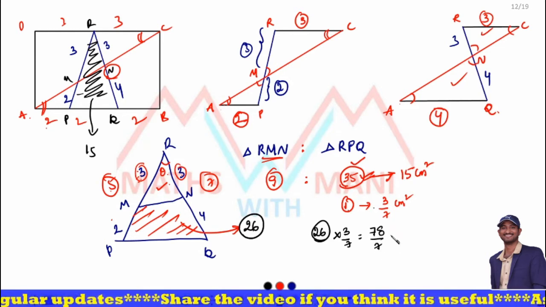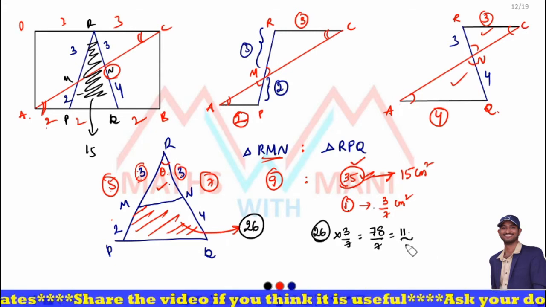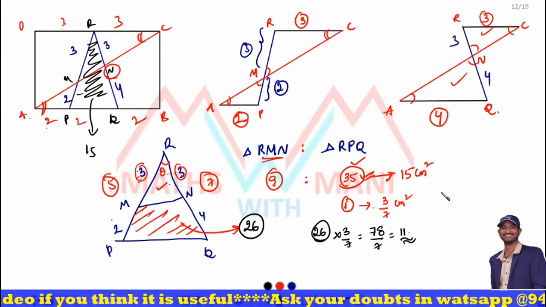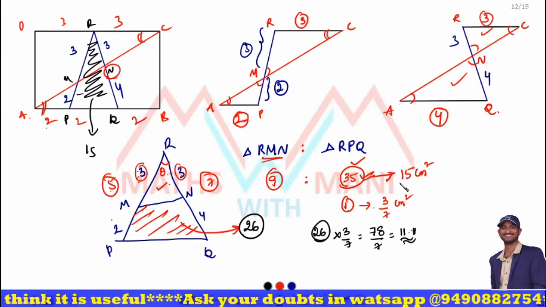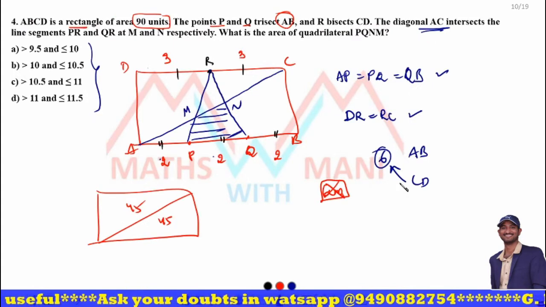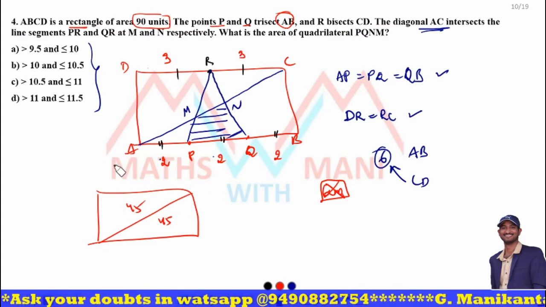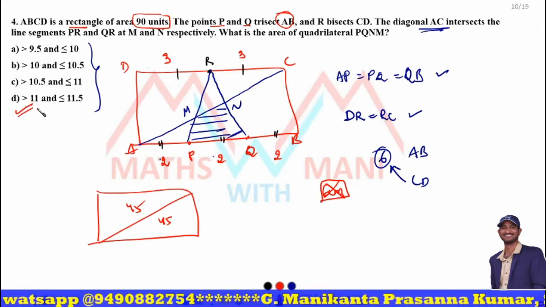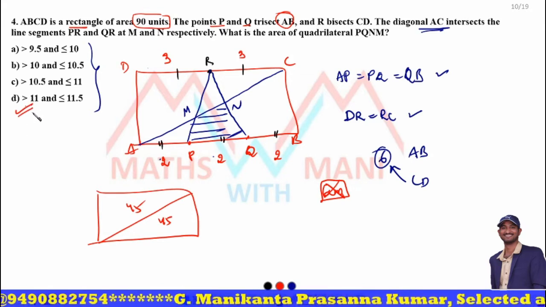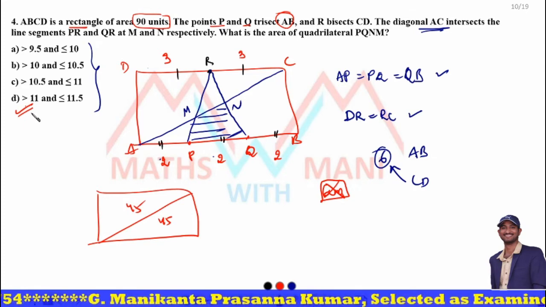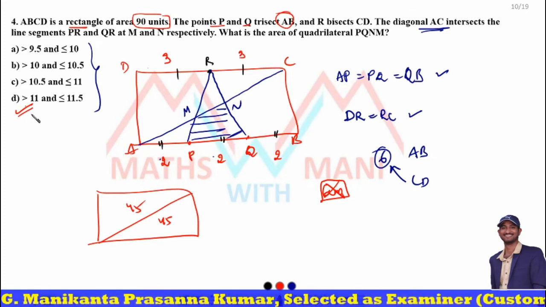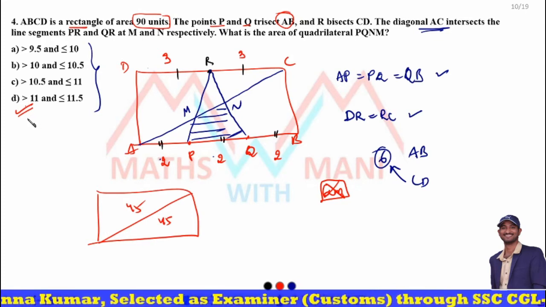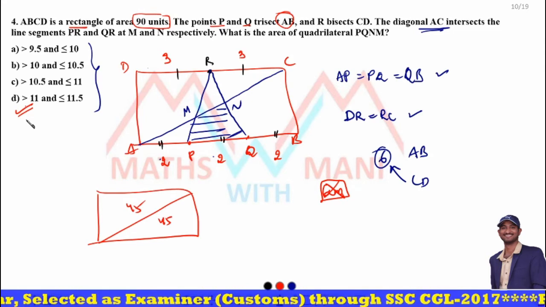78 by 7 means it is 11 point something, approximately 11.1 or so. So observe the options. In which option is the value more than 11? The fourth option, which is more than 11 and less than or equal to 11.5. So that means the fourth option is the correct answer. Clear to all of you? If anybody has doubt, please ask me in the comment section.